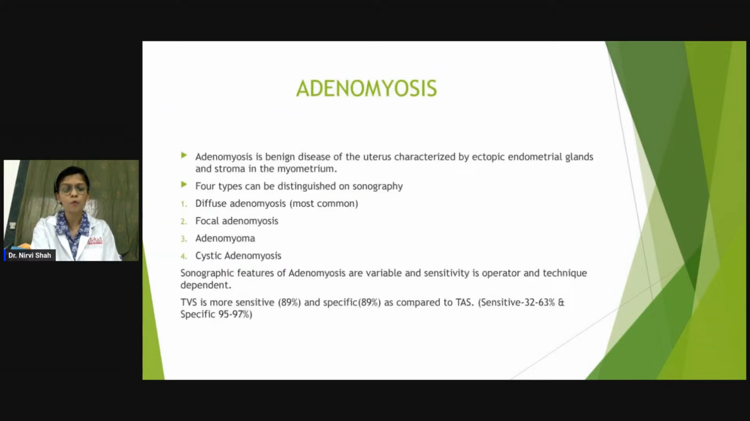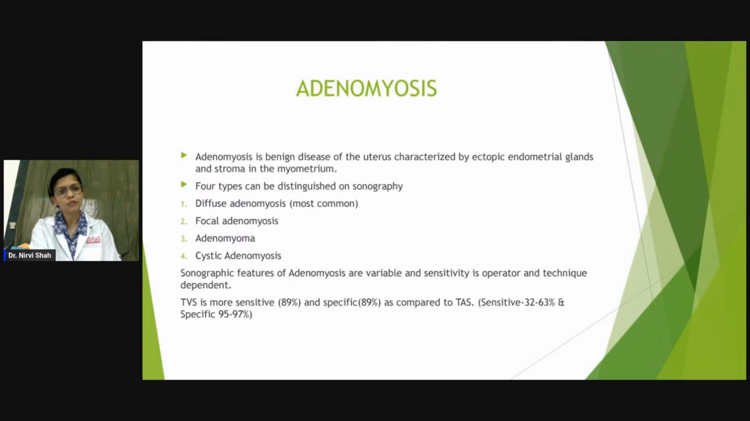So now we are moving on to adenomyosis, another common cause of menorrhagia and dysmenorrhea. Again, it's a benign disease of the uterus. It is characterized by ectopic endometrial glands and stroma in the myometrium. The four types distinguished on sonography are diffuse adenomyosis, which is the most common one, then focal adenomyosis, then adenomyoma. Many people take focal adenomyosis and adenomyoma as a single entity. And then there's cystic adenomyosis.